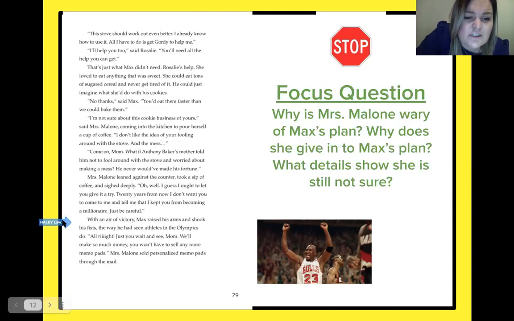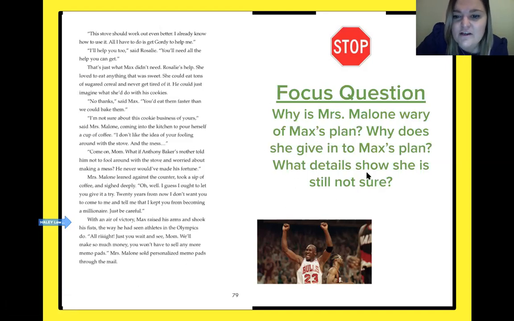With an air of victory, Max raised his arms and shook his fist the way he had seen athletes in the Olympics do. All right, just you wait and see, Mom. We'll make so much money you won't have to sell any more memo pads. Mrs. Malone sold personal memo pads through the mail.